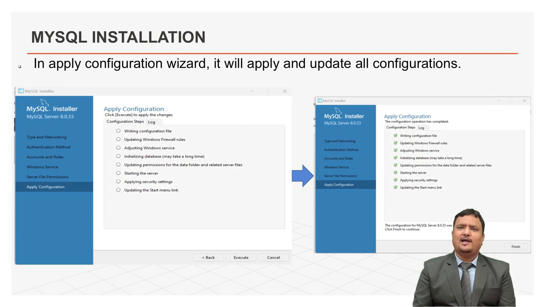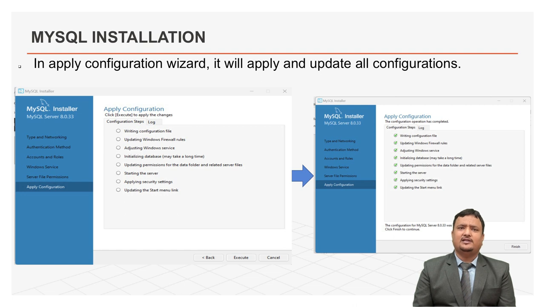This is the apply configuration screen. To apply this configuration, click on next. The installer will apply and update all the configuration mentioned here automatically. After executing, click on the finish button.